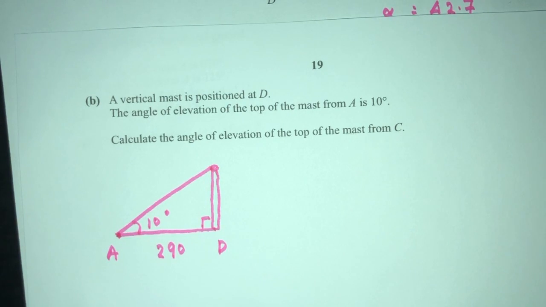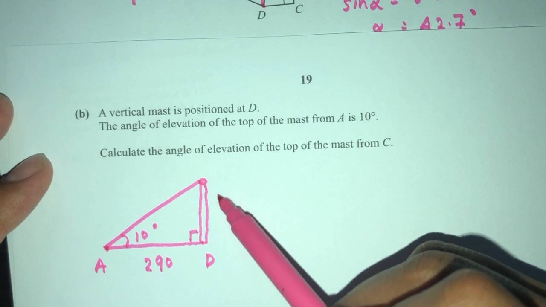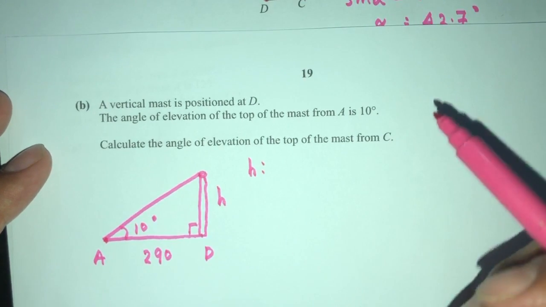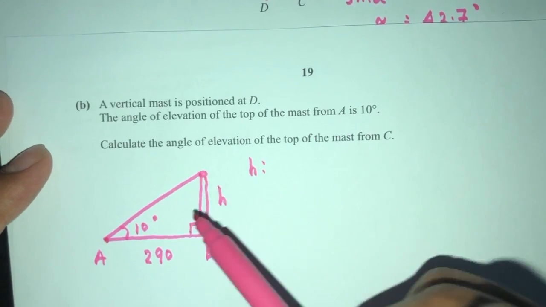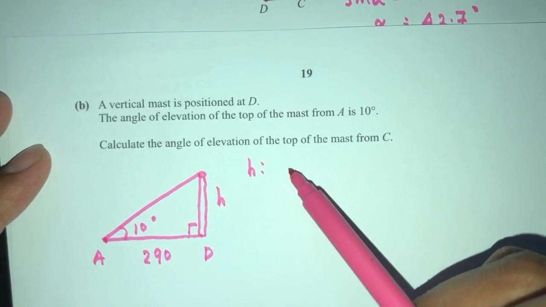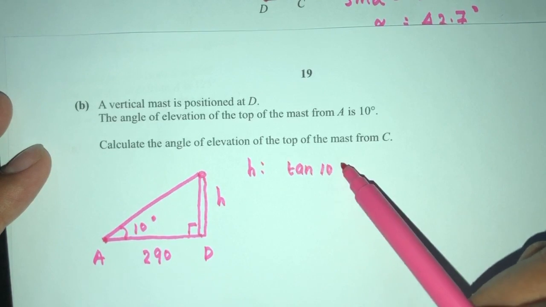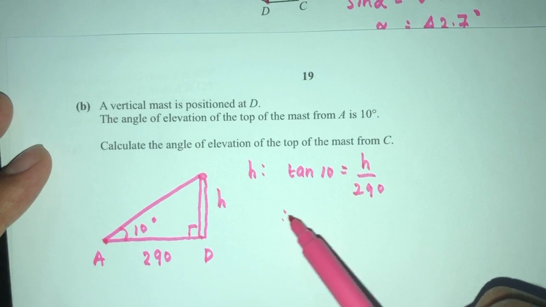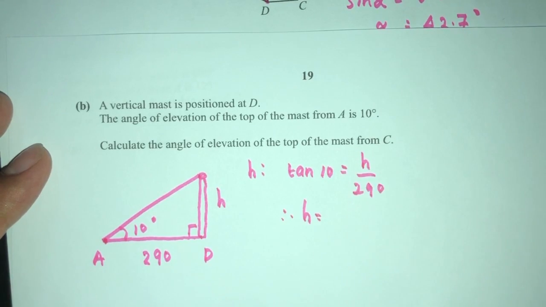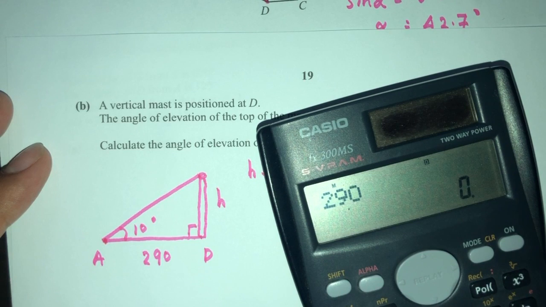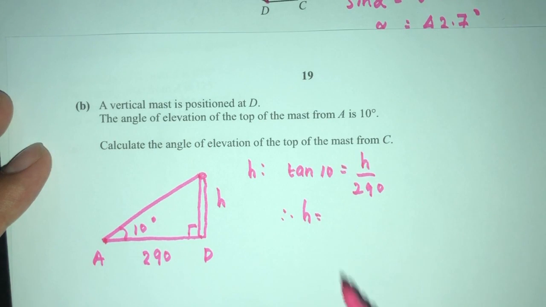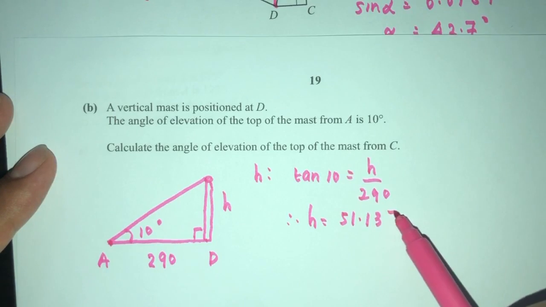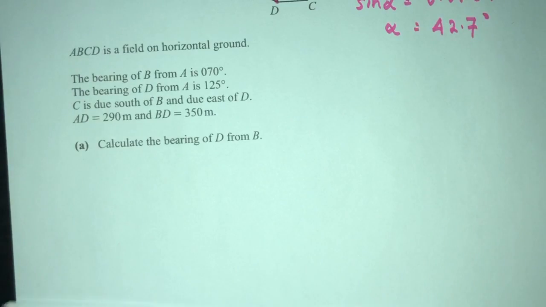Now I would say the first thing let's do is let's find the height of the pole. So height, we can use SOHCAHTOA because it is a right angle triangle. So this is the opposite side. This is the A side, we have to use tan. So tan of the angle is equal to opposite side over the A side. So hence solving for H will be what? Send this over here. So that will be 290 tan of 10. That should be 51.135 for the pole.